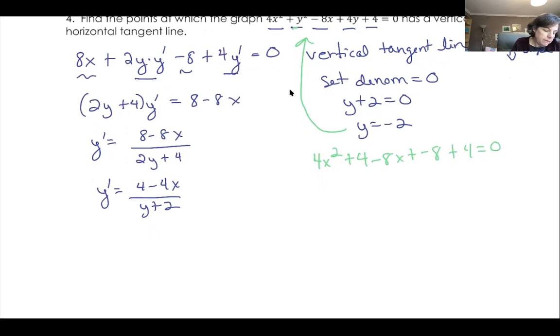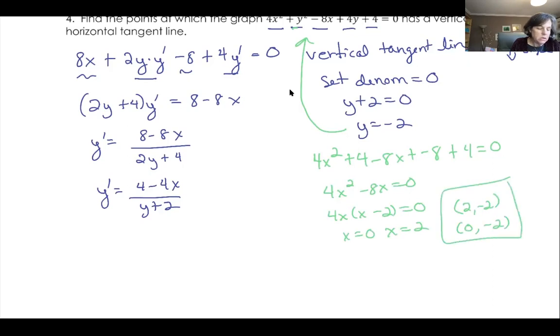So I've got 4 plus 4 and -8. That's all just 0. So I have 4x squared minus 8x equals 0. Factor out 4x, I have x minus 2, so x equals 0 or x equals 2. So that gives me two points: x can be 2 and y -2, or x can be 0 and y -2. So those are the two points where there are vertical tangent lines.